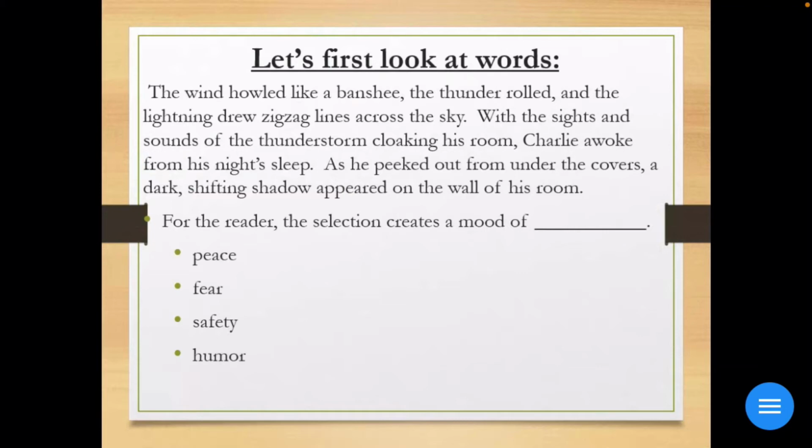So that means I'm not going to check on safety or humor, because fear has got to be the right answer because I was able to tie that back to the writing above.